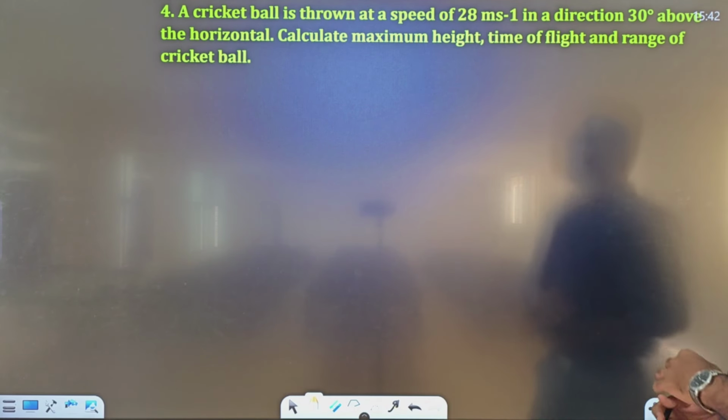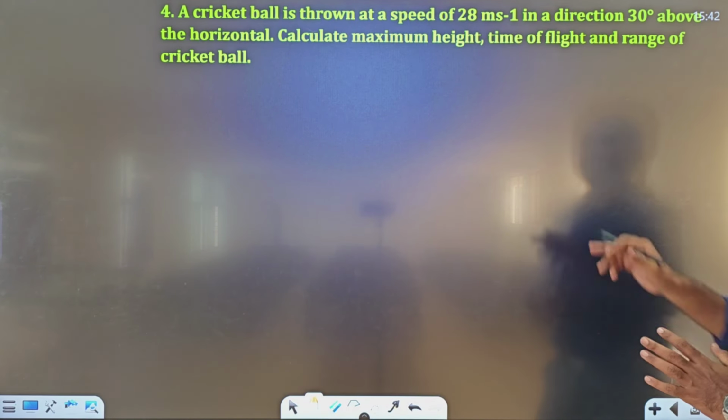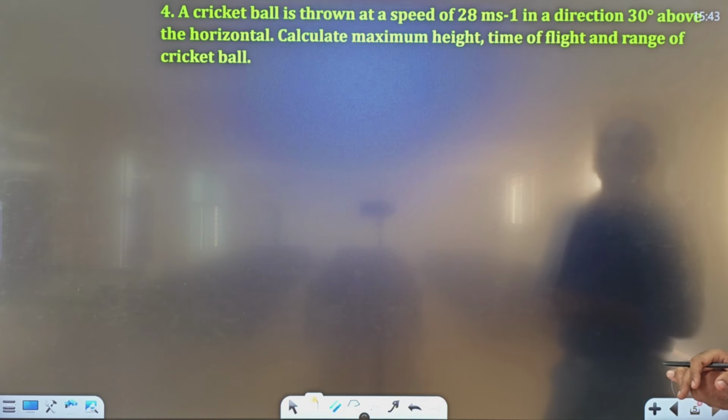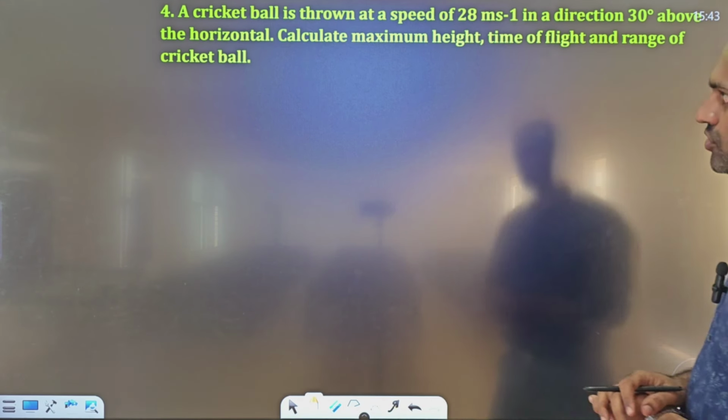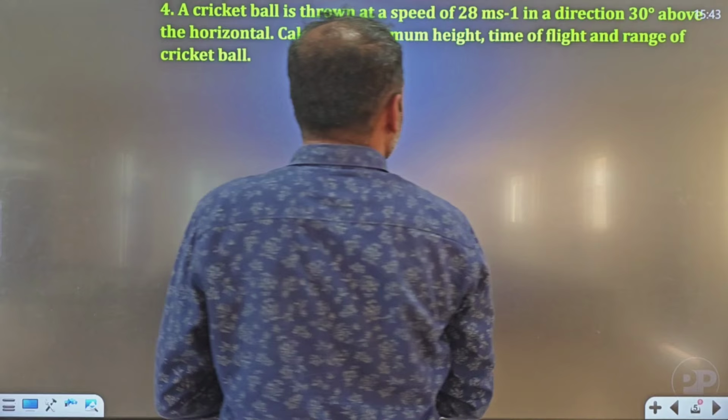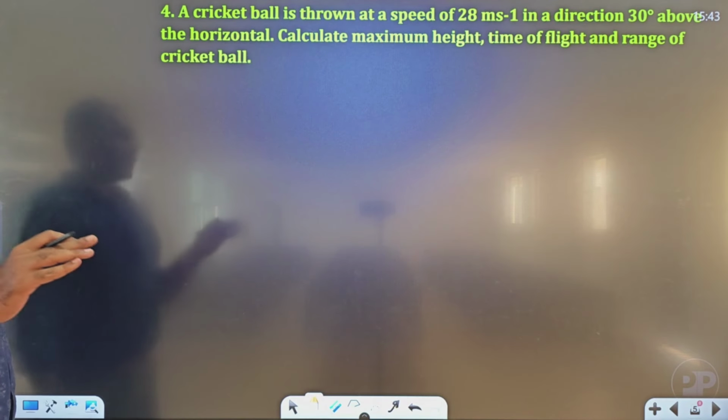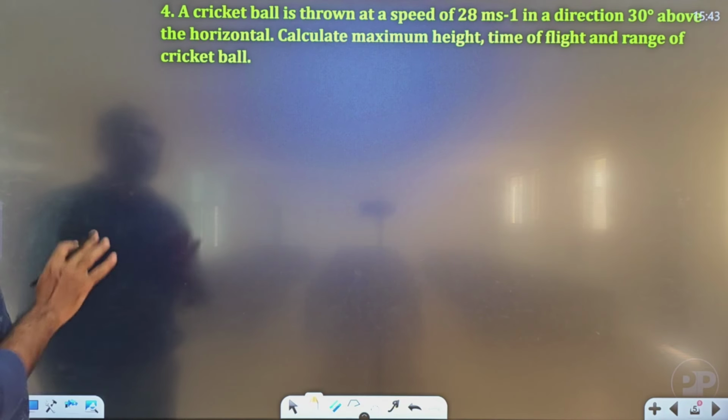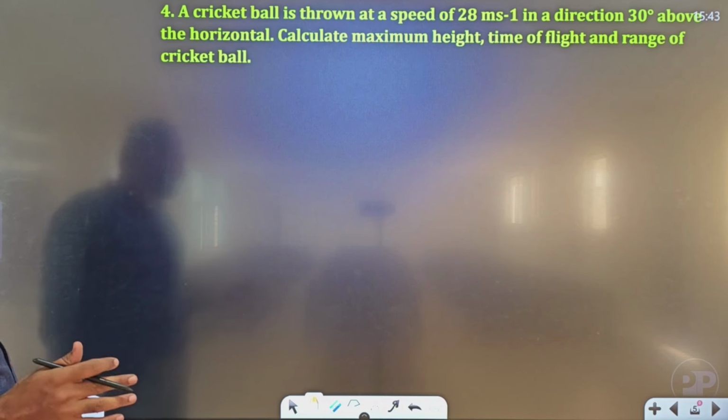A cricket ball is thrown at a speed of 28 meter per second in a direction 30 degree above the horizontal. Calculate maximum height, time of flight and range of the cricket ball. So in the projectile motion question, all three things they have asked to calculate.